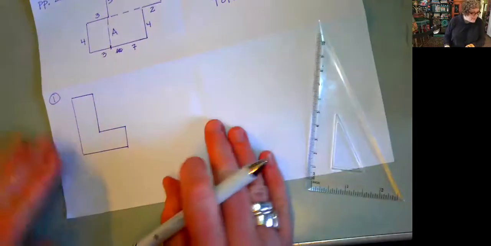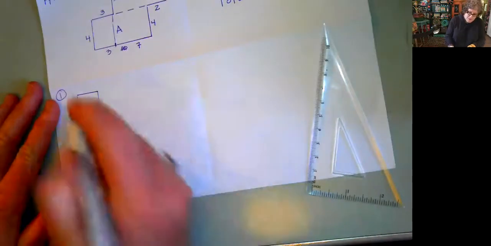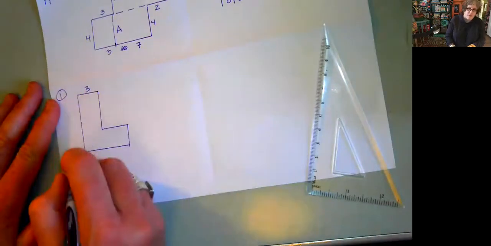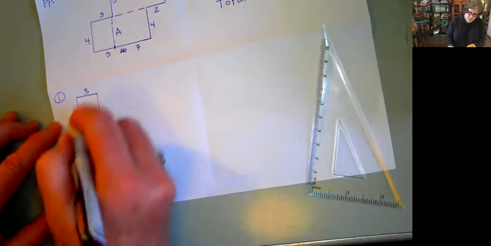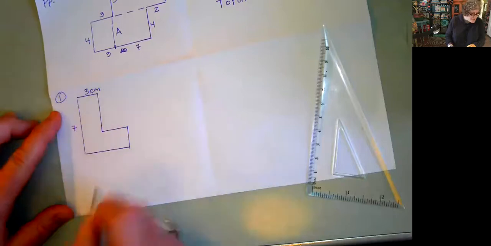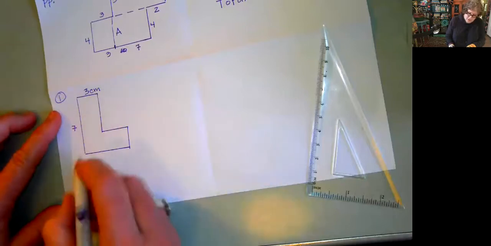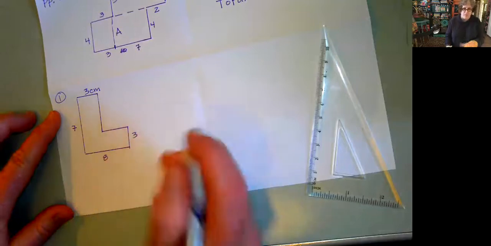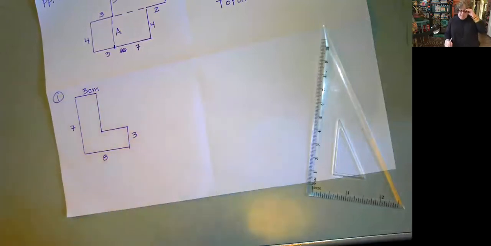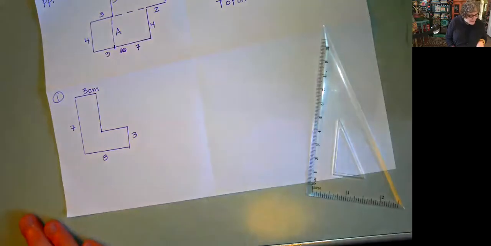I know by looking at this that this right here is 3, because the book is telling me that. This is 7. I also know that there's centimeters, so I'll just throw the centimeters on there. I know that this is 8, and I know that this is 3. Let's work on the perimeter first, because I think that's a little harder, and also because it's listed first in the book.